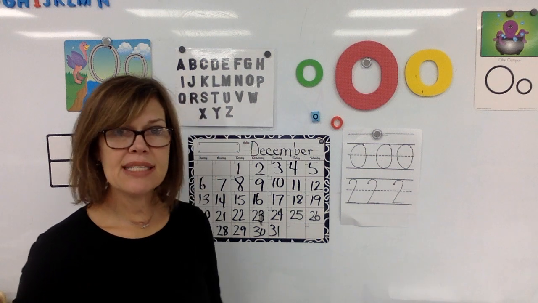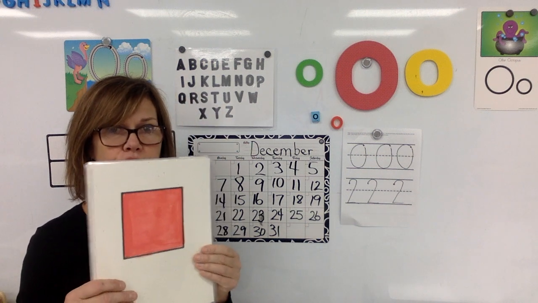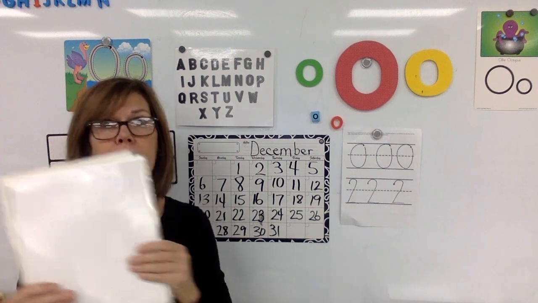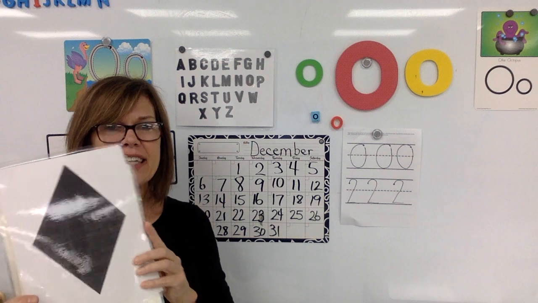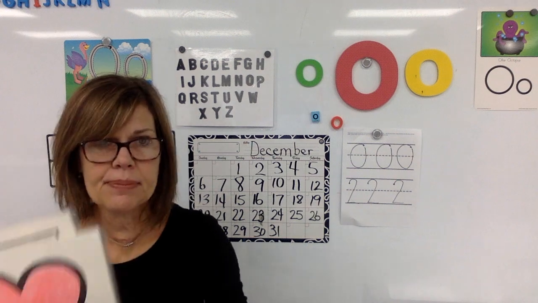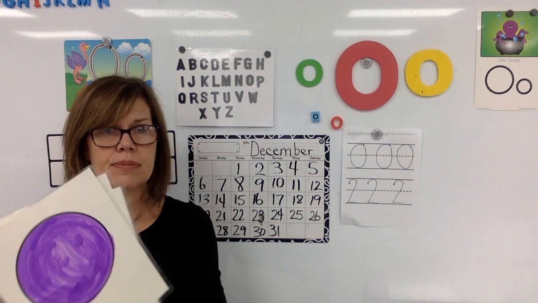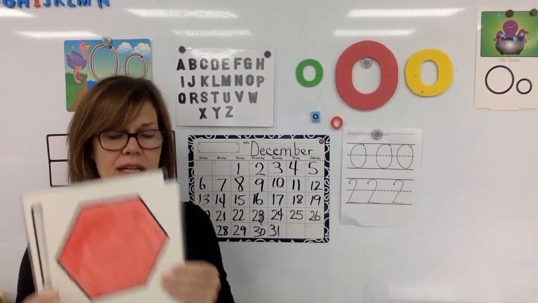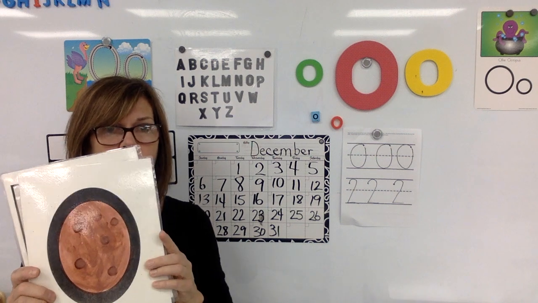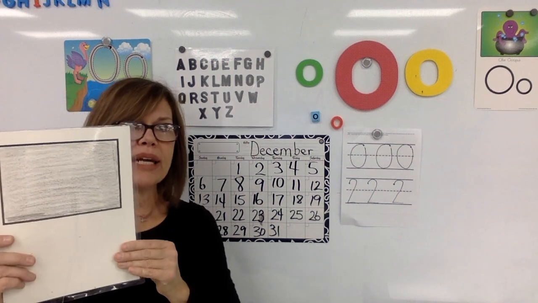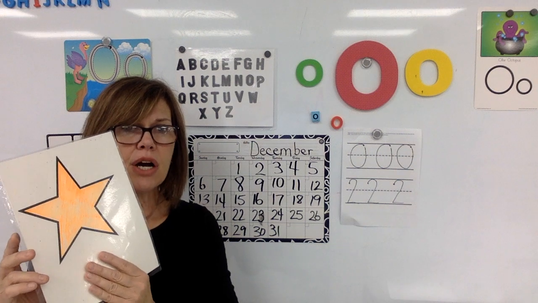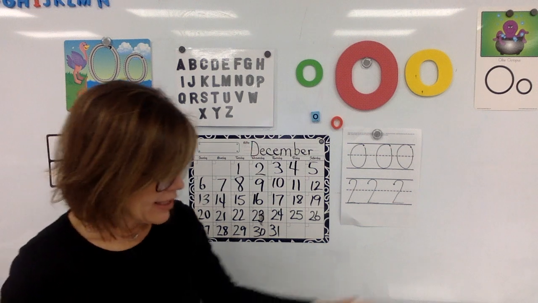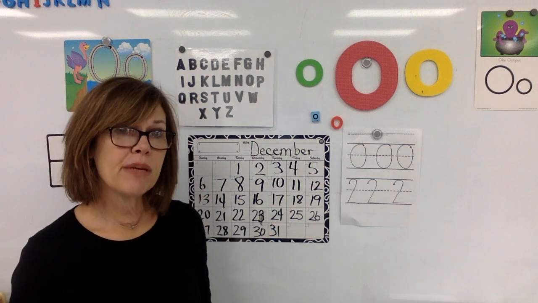All right, let's move on with our shapes. Try to beat me. Try to say the shapes before I say them. Square. Triangle. Diamond or rhombus. Heart. Circle. Hexagon. Oval. Rectangle. Star. Very nice.